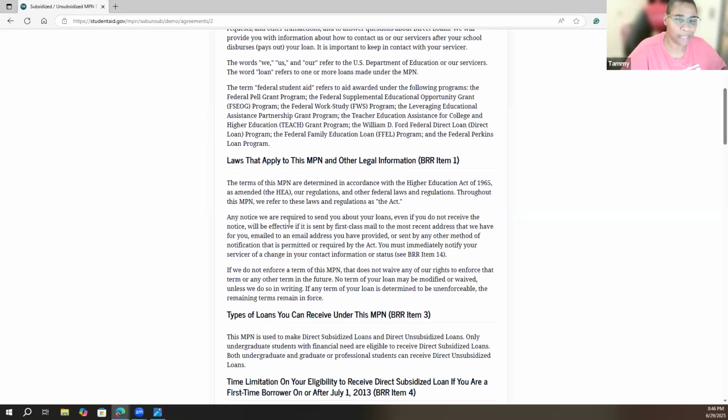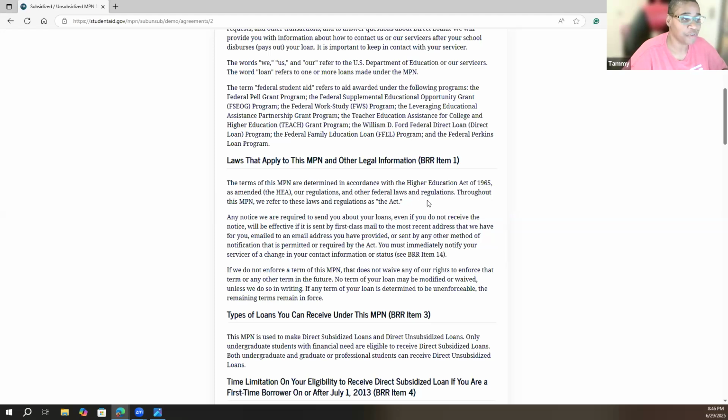But one thing about the master promissory note that's important is the laws that apply to this master promissory note. And they give you all of the laws that are applicable to the master promissory note. And it's important. No, you don't have to know the laws in and out, but that you are going over these laws to get some sort of understanding of what these laws mean and how, if anything is changed within these laws, it affects the master promissory note. So they tell you the terms of the master promissory note are determined in accordance with the Higher Education Act of 1965, as amended, the HEA.